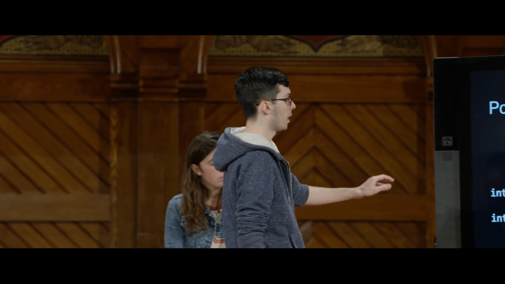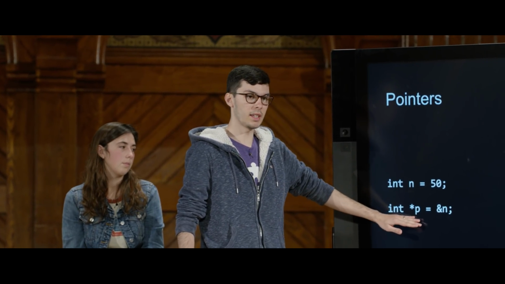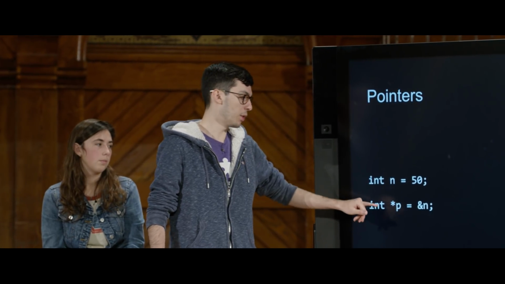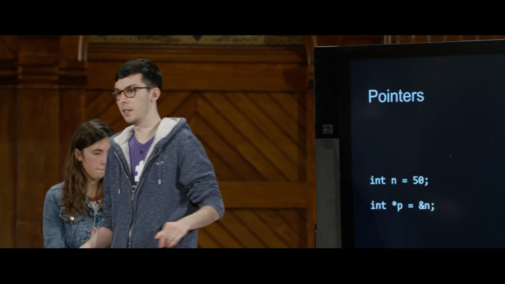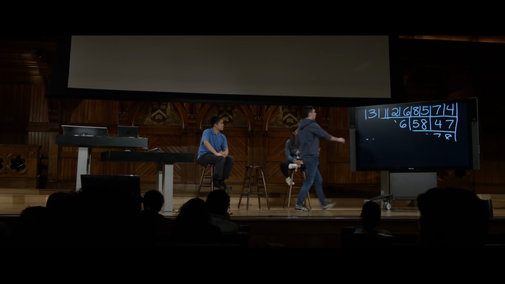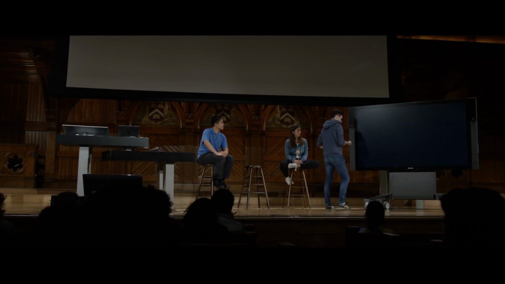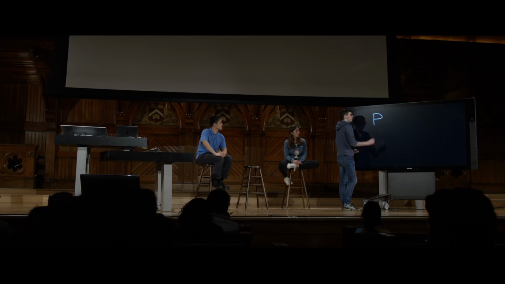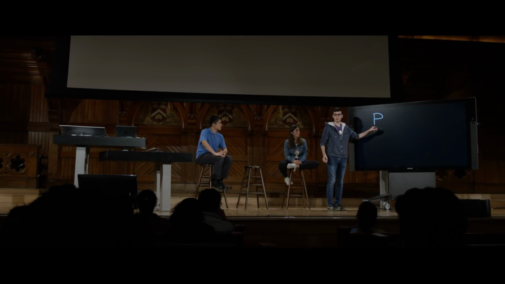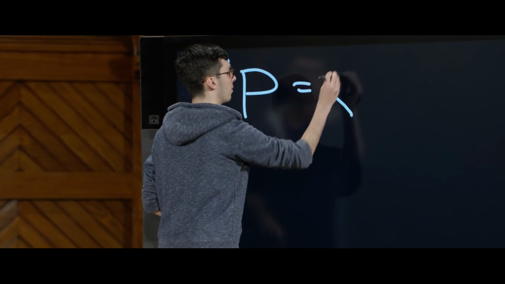In this case, we have integer n set to 50, and the pointer p is set to the address of n. If you look at the value of p later on, I guess we can draw this a little bit. If we look at the value of p now, we get that this value is actually going to be the address of n, where initially we declared *p as &n.